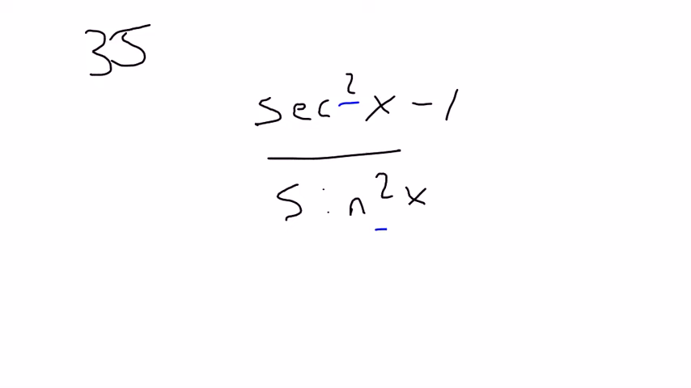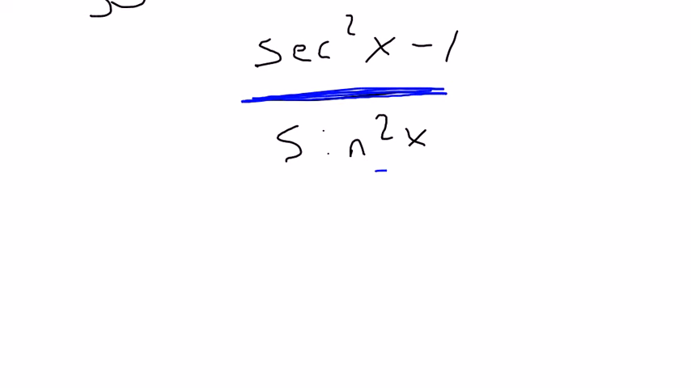this. Particularly, why don't we look at the top here, secant squared minus 1. What can we do there? Well, if I look at Pythagorean identities, again I see that 1 plus tangent squared of an angle, we'll use x, equals secant squared.